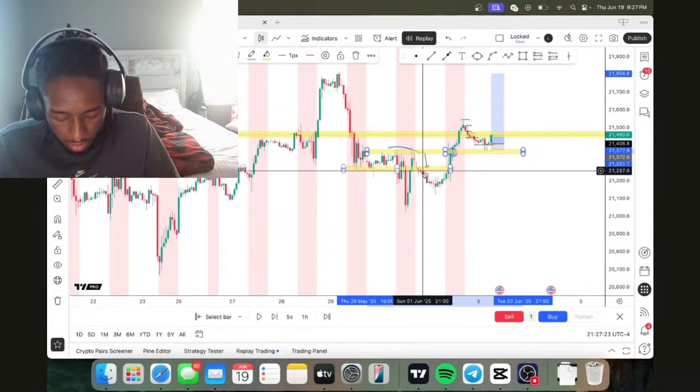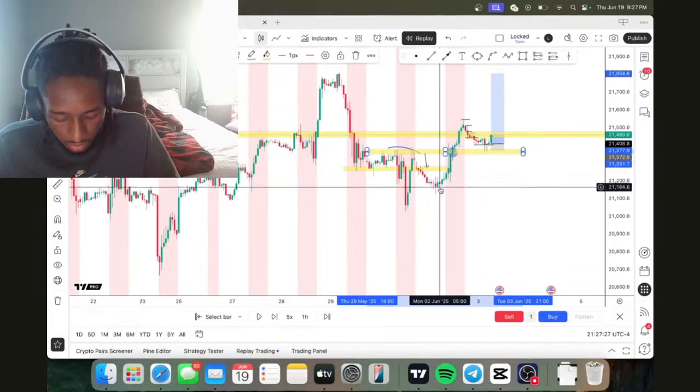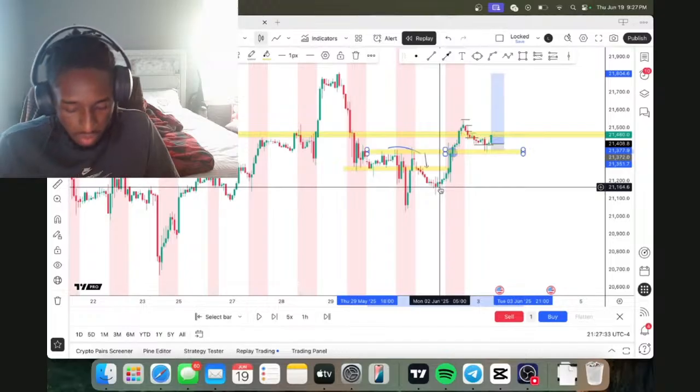So all this right here is fake news. It's just fake volume. You want to normally trade around two hours most. If you want to trade out of session, try to trade around like 6.